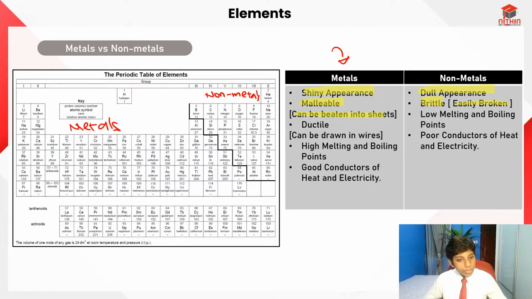Metals are also ductile, meaning that they can be drawn into wires. I've also taught this in the previous video on physical properties, so please do go check it out to understand this chapter more. Metals also have high melting and boiling points, while non-metals have low melting and low boiling points. Metals are also good conductors of heat and electricity, while non-metals are poor conductors of heat and electricity. I hope you understood this metals versus non-metals. So let's move on.